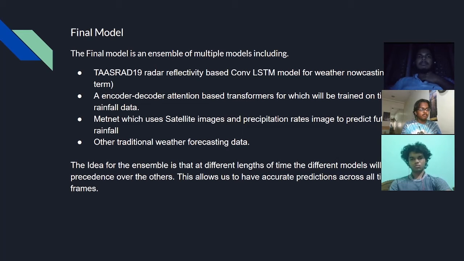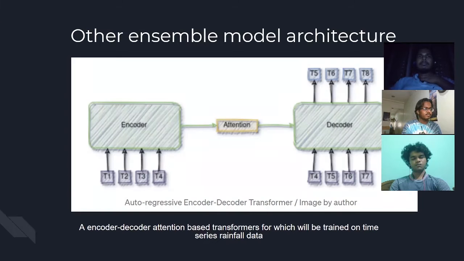TASRAD 9 or radar reflectivity based weather nowcasting is not very good at predicting very far into the future. It's quite good and efficient at short term predictions for a few hours, but more than that, it's not very useful. So using an ensemble allows us to have accurate predictions across all time frames. When we are trying to predict short term, the TASRAD 9 will take precedence, and when we are going for a more long term or more distant forecast, the other relevant models will take precedence over our TASRAD 9 model.